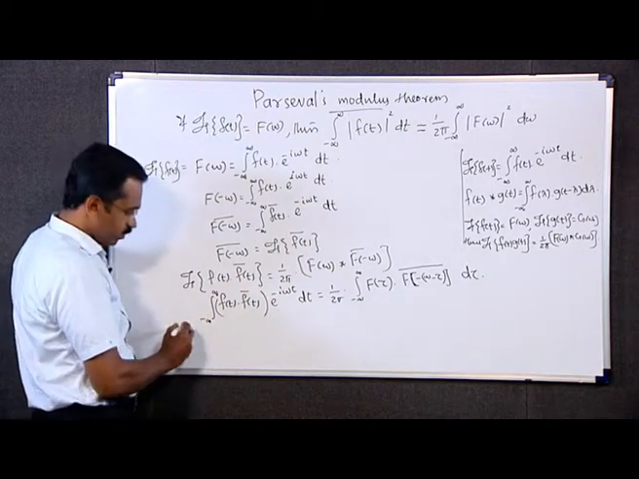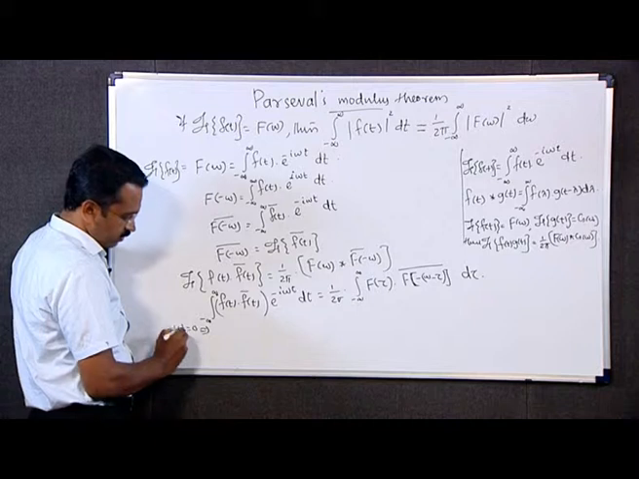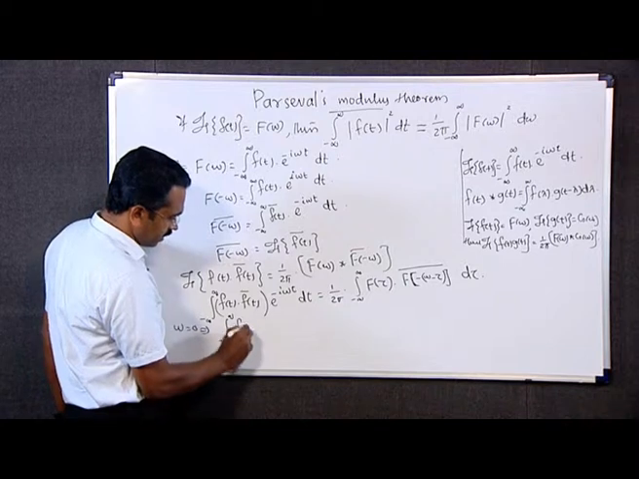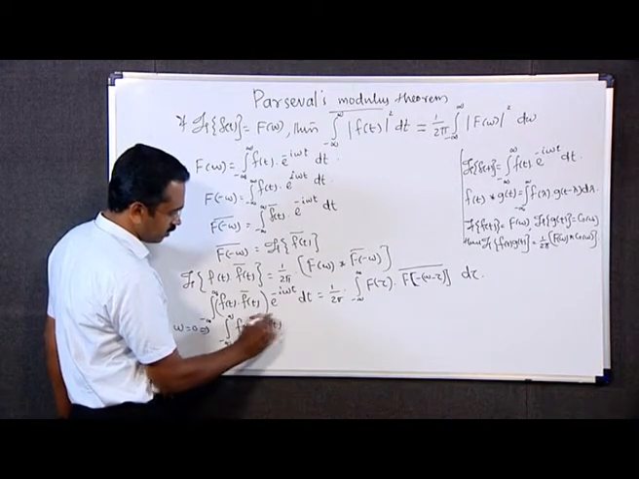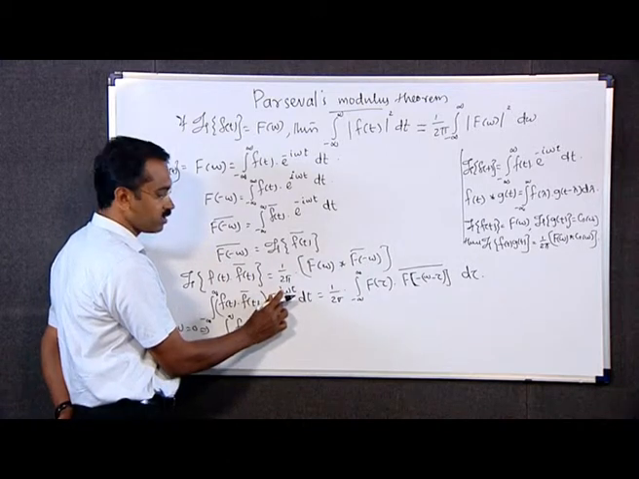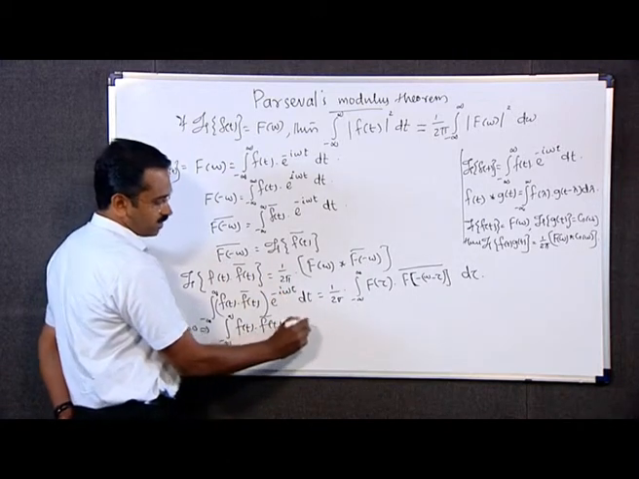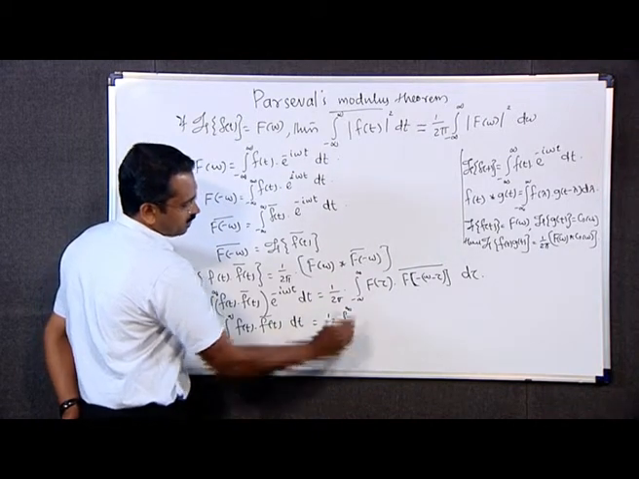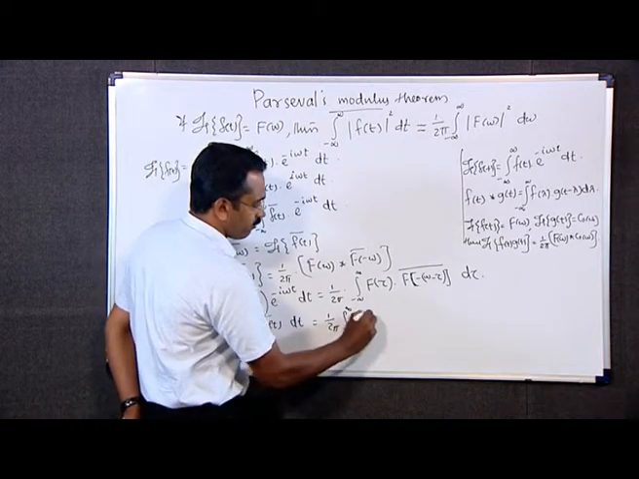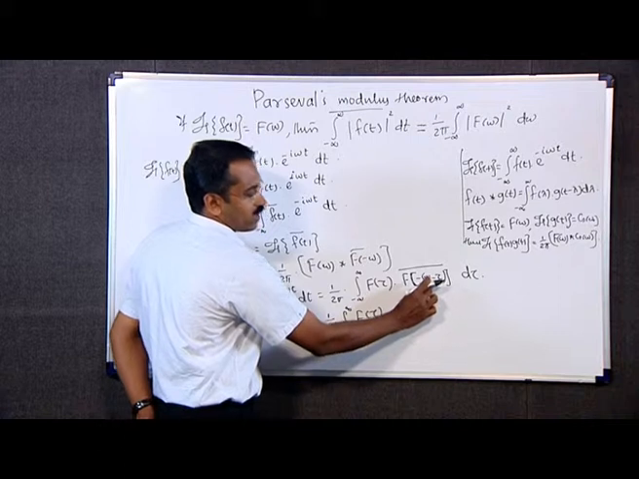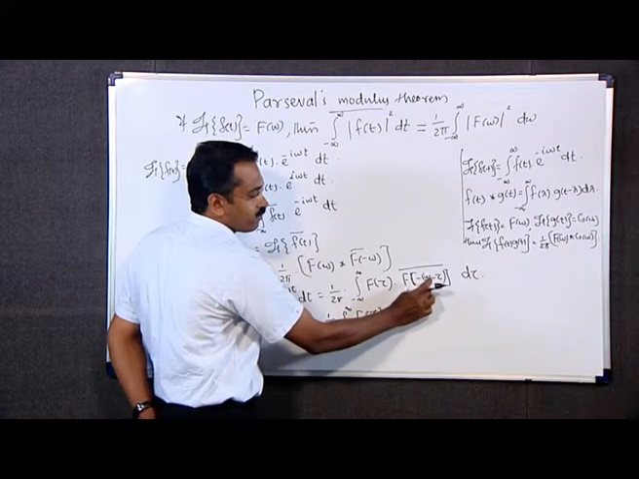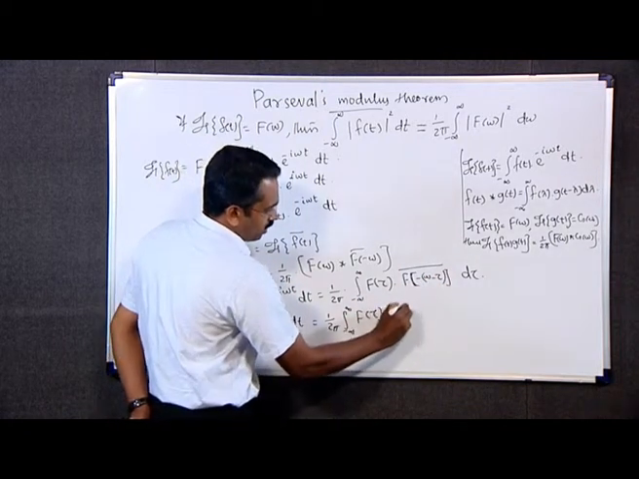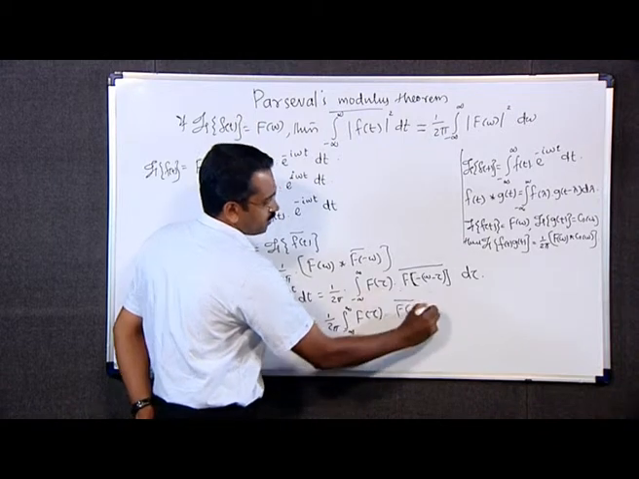In this expression, put omega equal to 0, which gives integral from minus infinity to infinity f of t into f of t conjugate. Here e raised to 0 is 1. Therefore, this into dt is equal to 1 by 2 pi into integral from minus infinity to infinity f of tau into, here omega equal to 0 means this is negative of 0 minus tau, that is negative of negative tau, that is tau, f of tau conjugate d tau.